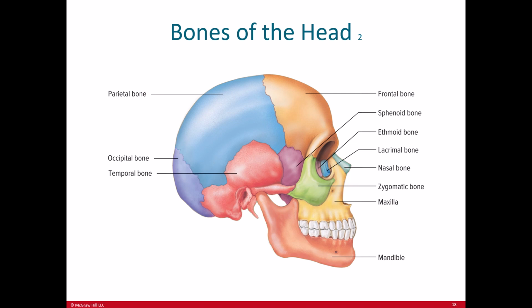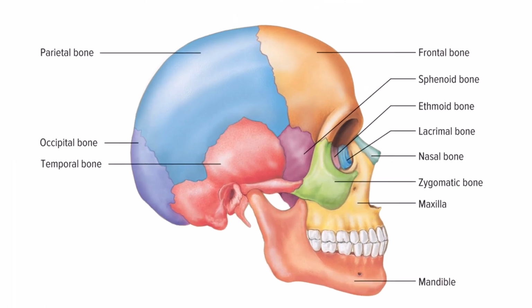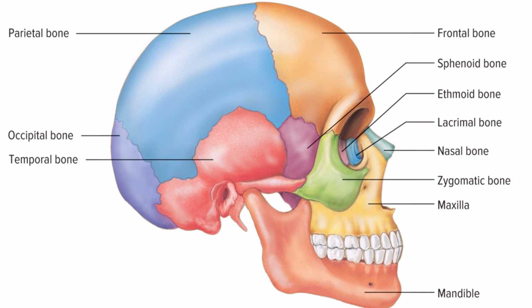So here you can see we'll start on the left side. We have the parietal bone, which is that blue piece. The occipital bone, that purple piece at the back, that's where we also have a muscle back there called the occipitalis. If you put your fingers back there and raise it and lower your eyebrows, you'll probably feel it. Then we have our temporal bone. I know many of you probably heard of your temples.